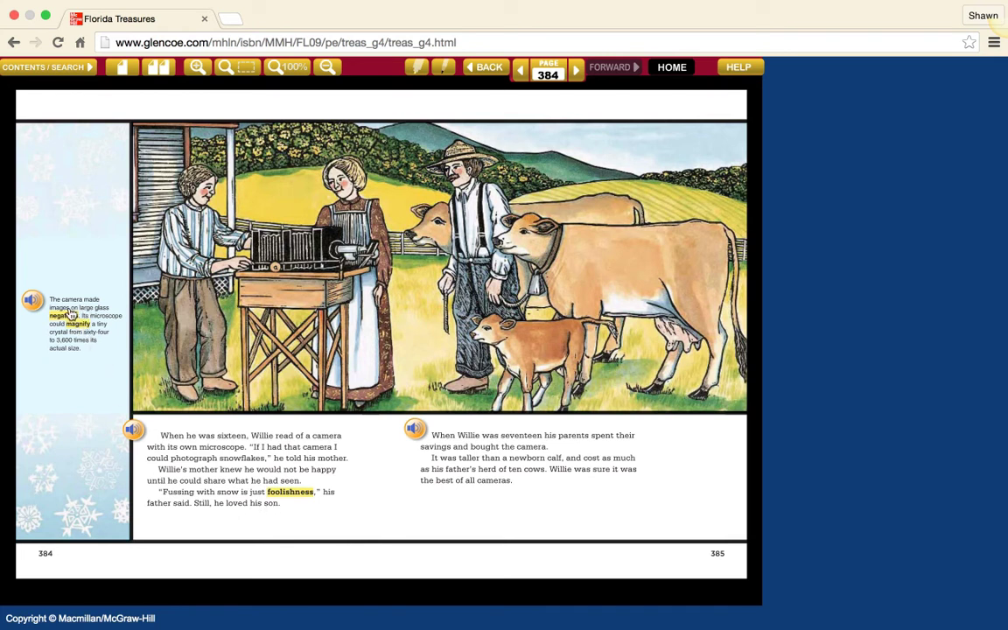And here the caption says, the camera made images on large glass negatives. Its microscope could magnify a tiny crystal from 64 to 3,600 times its actual size. How cool is that? When Willie was 17, his parents spent their savings and bought the camera. So in the end, it's really neat how his mother and father supported his love of learning. That's really special. It was taller than a newborn calf, and it cost as much as his father's herd of 10 cows. Willie was sure it was the best of all cameras.